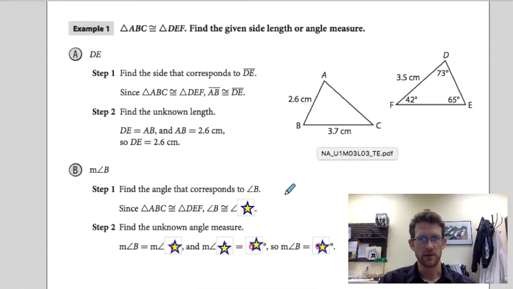Done. Similarly here, we can go down here, the measure of angle B. This angle here is congruent to what other angle? Well, as it turns out, it's congruent to angle E, which is 65 degrees, so therefore angle B is 65 degrees. Okay. Looks easy, right? We'll do harder ones in the future.